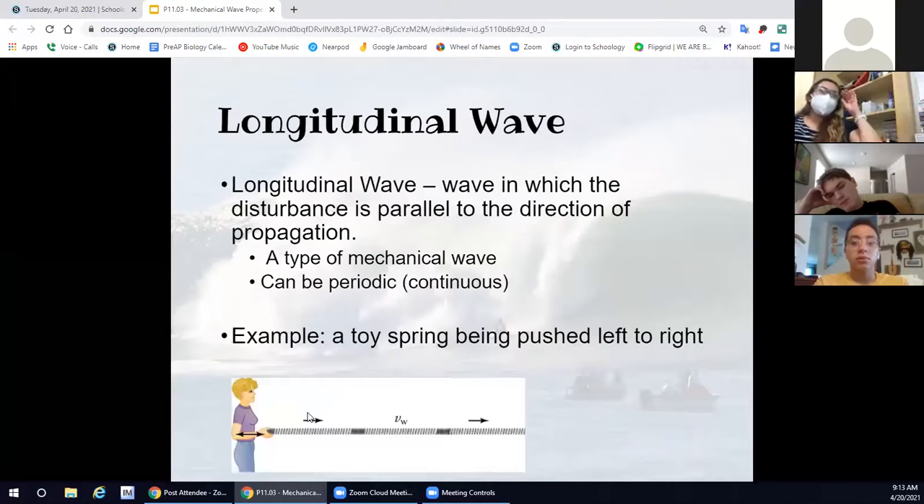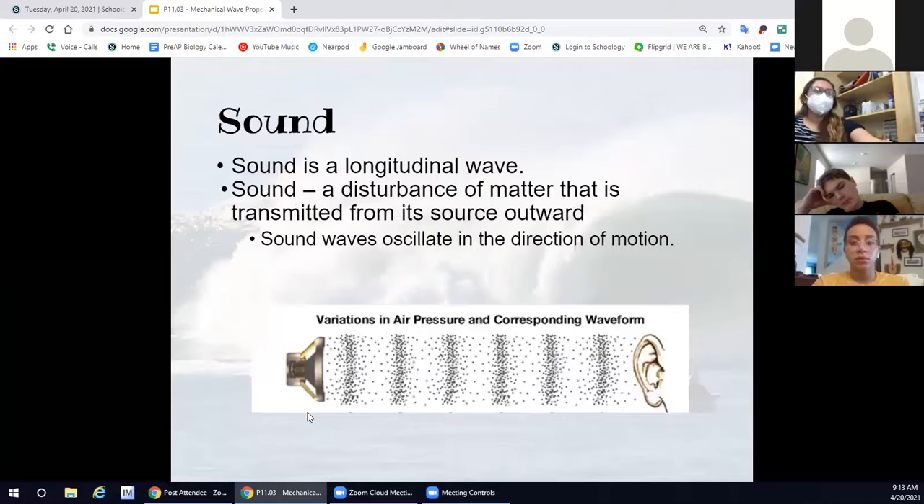All right, now we're talking about longitudinal waves. These are waves, again, that go parallel to the direction, meaning they go side to side, only side to side. They don't go up and down. Sound is a perfect example of a longitudinal wave because it is going sound to sound. It's pushing on those gas molecules.